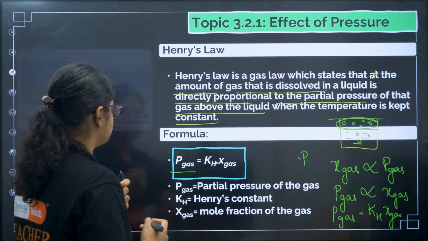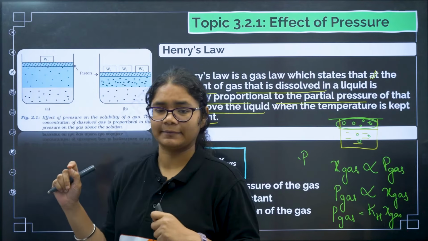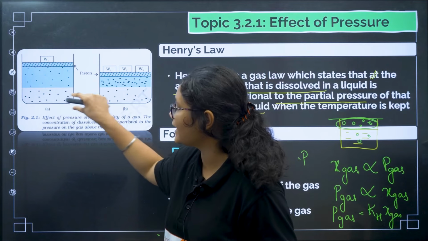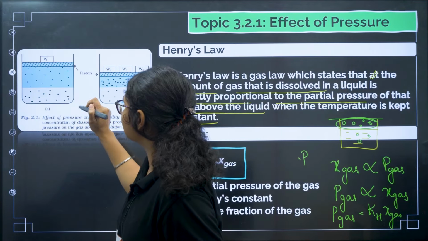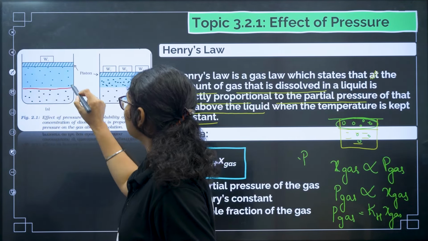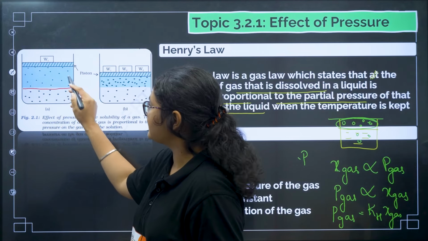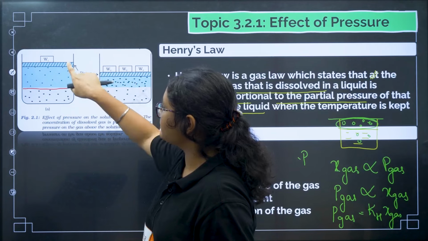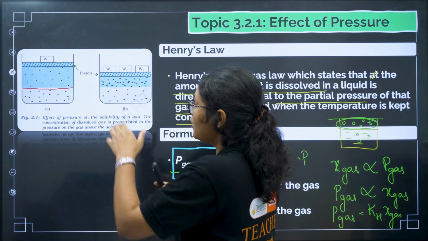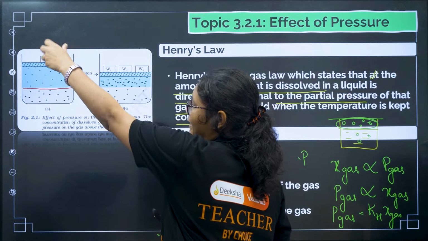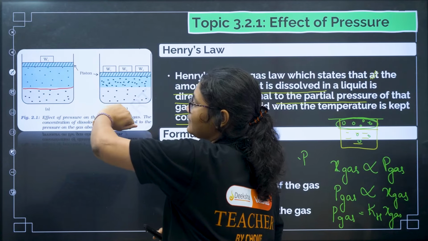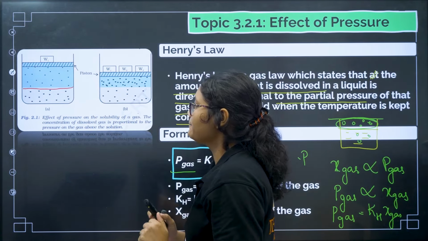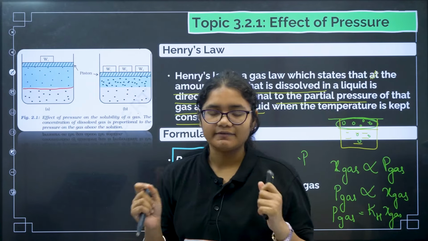Now see, this is a small diagram that I was showing you. This gray color part is the solution, and this is the gas present above it. This is a piston attached to the container. Now you are adding weights. You have added more number of weights. So what will happen in that case? More gas will start dissolving into the liquid. So that is what is given by Henry's law.